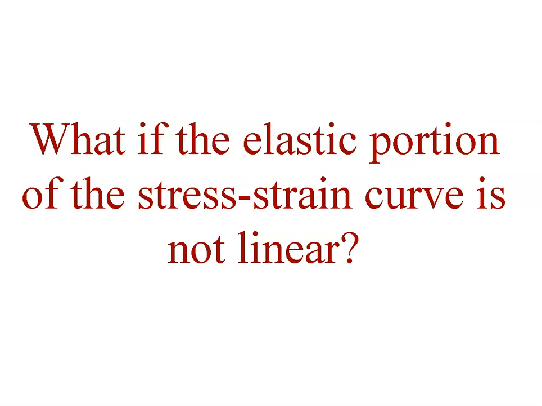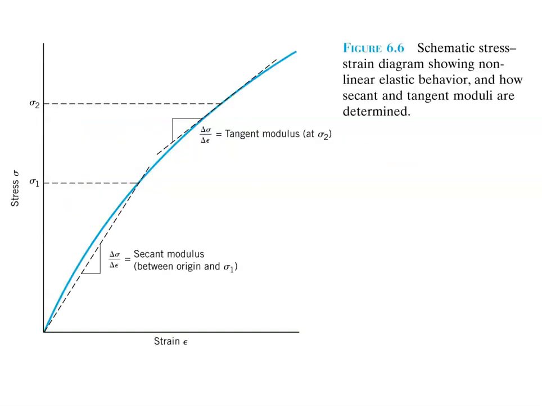However, if that portion of the curve is not linear, we have to come up with some new definitions for stiffness. This figure shows how you can define the secant modulus as the slope of the secant line between the origin and a particular value of stress, sigma 1. You can also define the tangent modulus as the slope of the line that's tangent to the curve at a particular stress value, sigma 2. Notice this particular concave down portion of the stress-strain curve. It shows that the material is less stiff at larger values of the stress.